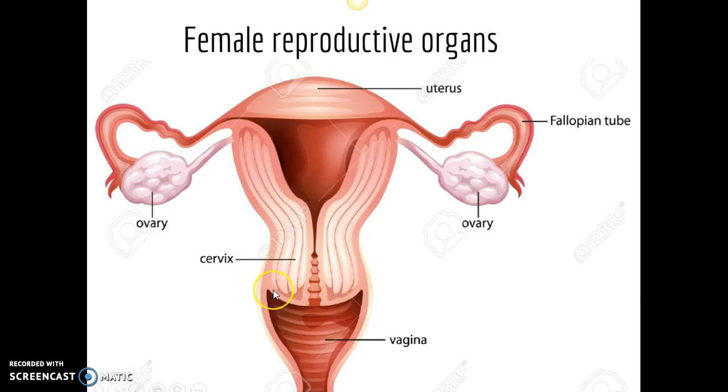The cervix is, we'll see later, a muscle which gets dilated. You see here the opening is very, very tiny, and when the baby is growing inside the uterus, when it comes to the moment of the delivery, the cervix dilates and the baby can enter the birth canal, that is the vagina.